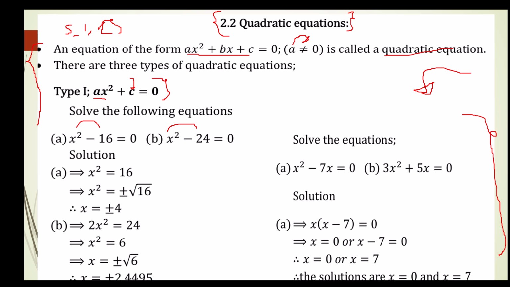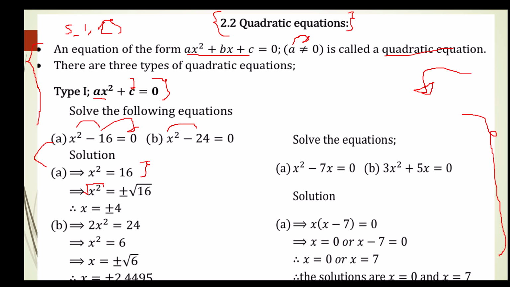So if you have only one constant in your quadratic equation, we make the x squared term the subject. Looking at the solution for part A, if you take negative 16 beyond the equal sign, it becomes positive. So you remain with x squared equal to 16. Now you find the square root on both sides.